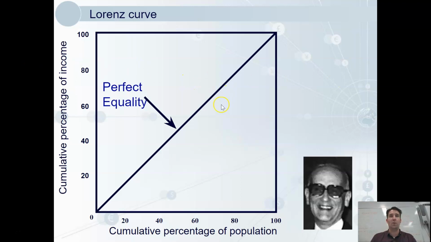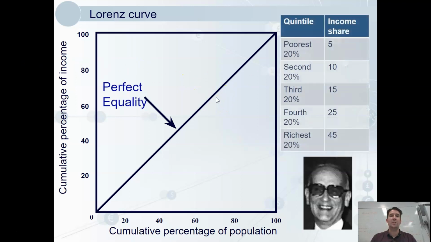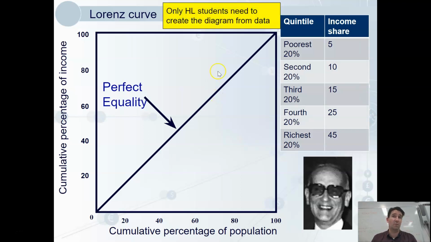Now we're going to plot the curve. Only HL students are going to be asked to plot the Lorenz curve from this data, the quintile data that we've got here. But I'm showing everyone because to understand it is really to be able to plot it. So here's how it works. We plot the cumulative points on the diagram. Starting with the poorest 20%, they make 5% of the income. So 20%, 5% of the income.